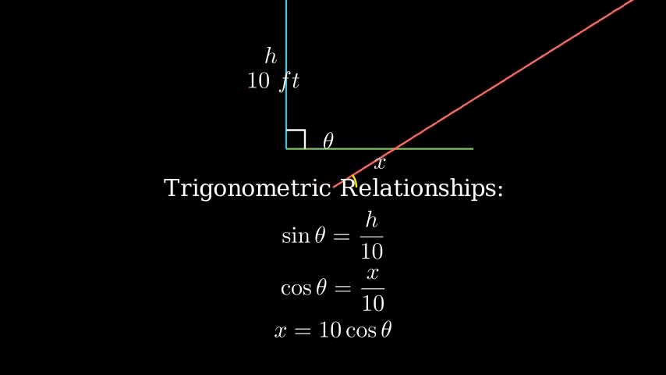As theta changes, x will change accordingly. Let's analyze what this means. When theta is 0 degrees, cosine theta is 1, so x equals 10 feet. The ladder is lying flat.